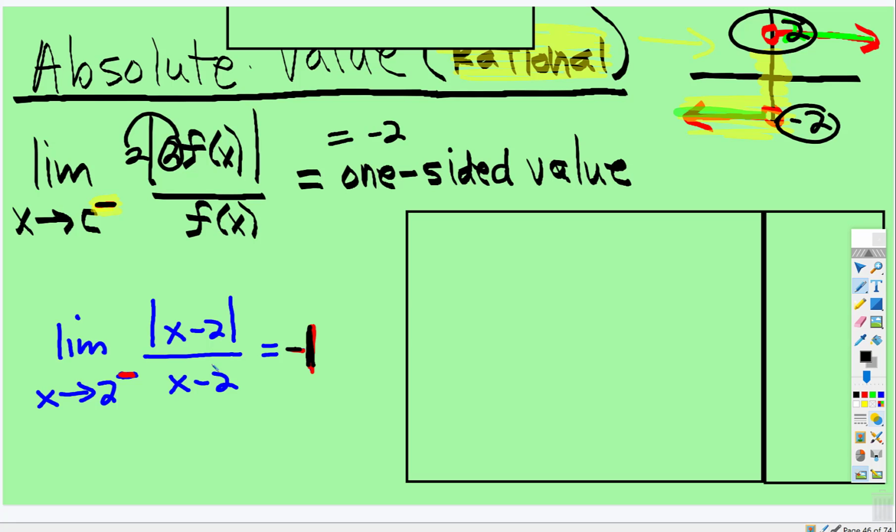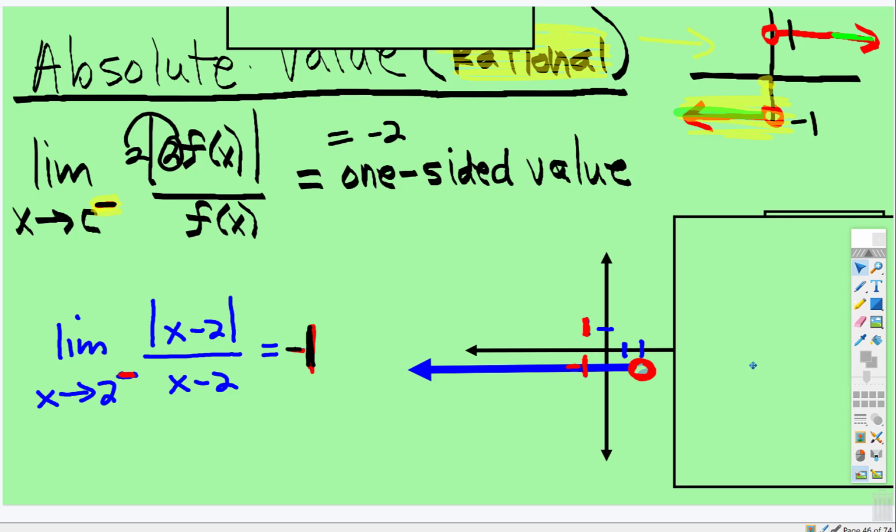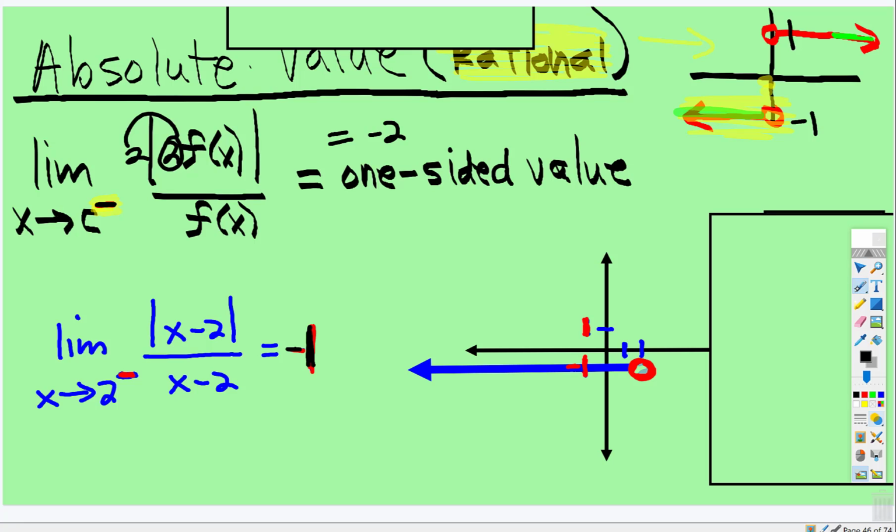So the example that I'm showing you will be the basic parent function, where this is 1 and this is negative 1. However, we have been shifted over positive 2. So that's what that graph looks like. And if it wasn't one-sided, it would also look like that. So we shifted this function to the right 2, and then we graph the parent graph, and now we're going to look.